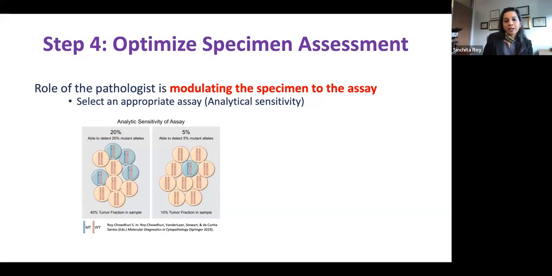So if you have a sample like the one on your left, where 40% of your cells are tumor cells, every tumor cell has one wild type allele and one mutant allele. So only 20% of the alleles in that specimen are mutant alleles. So you need a sensitivity of 20% if you want to pick out that mutation. The lower the tumor fraction in your sample, the more sensitive your assay needs to be.